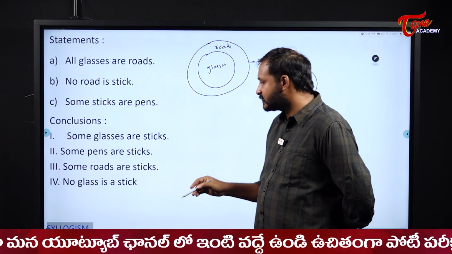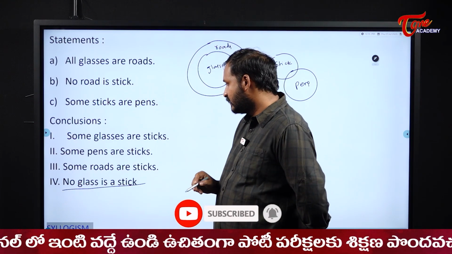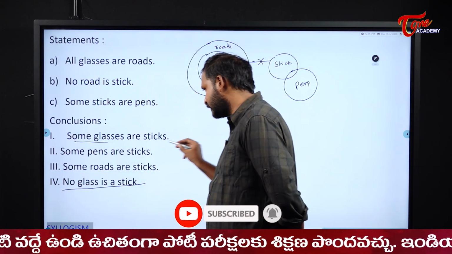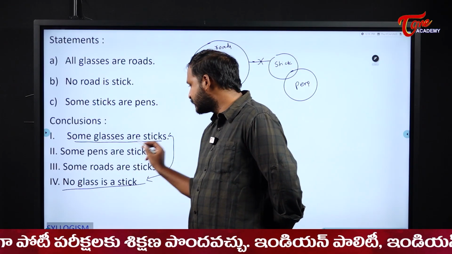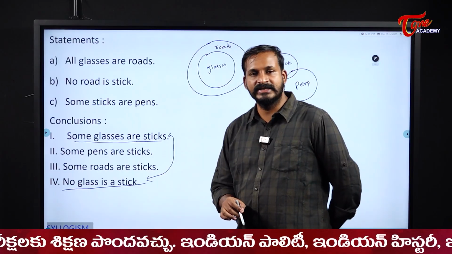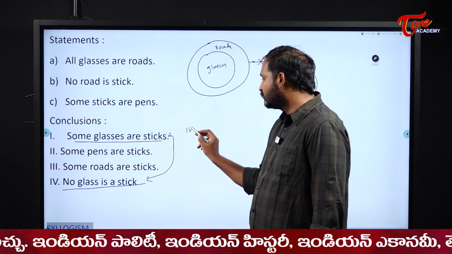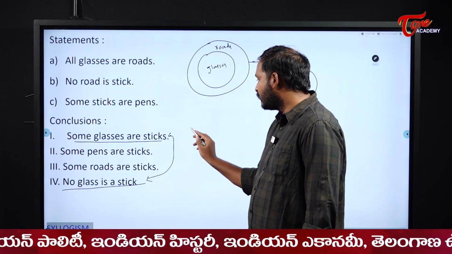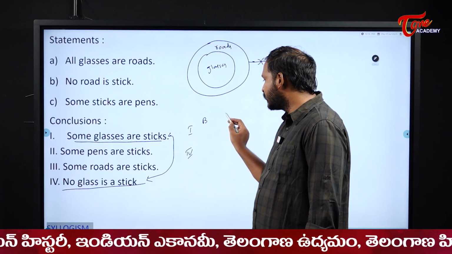Now, see the conclusions. Please observe here, I have a negative conclusion: no glass is a stick, and some glasses are sticks. These two are pairs, right? One positive, one negative, same elements, glasses and sticks. So, there is a chance for either-or. Now please check the first and fourth together, both in my basic as well as alternate diagram.